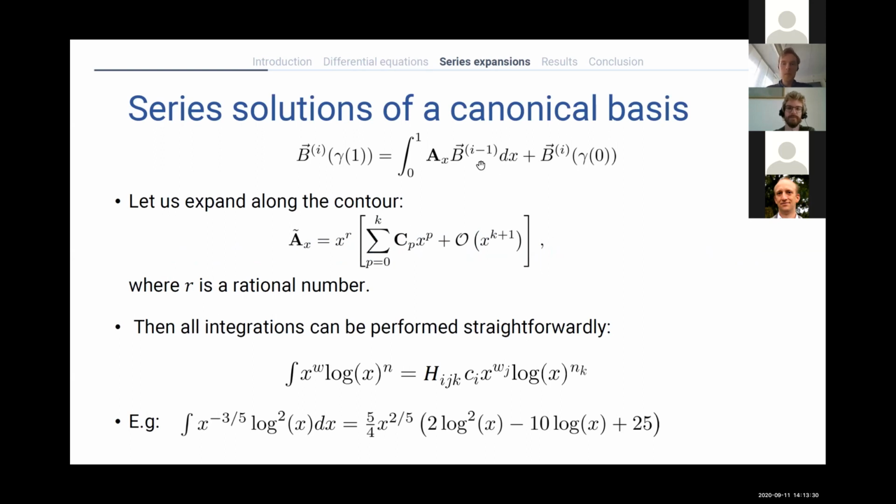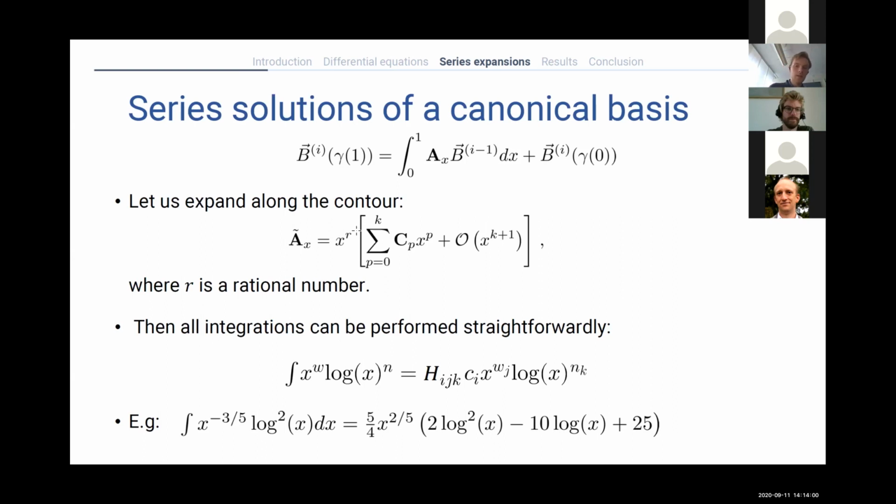might help out. So if you consider some contour gamma, which is some line in phase space, and we parameterize it with a parameter x going from 0 to 1, then of course what you could do is expand at the origin of this contour, and you would just obtain something like this for the differential equation matrix. So there's some Laurent series basically.